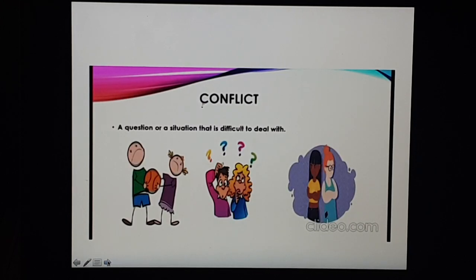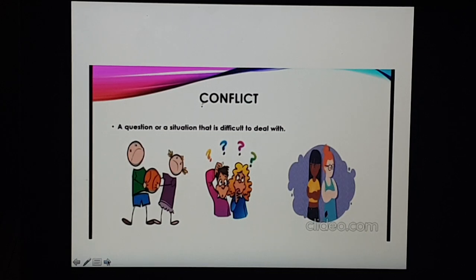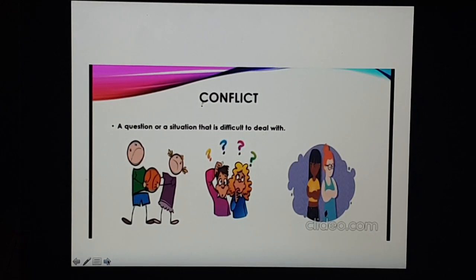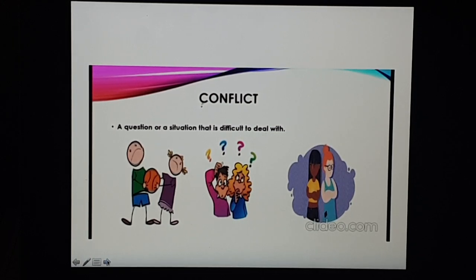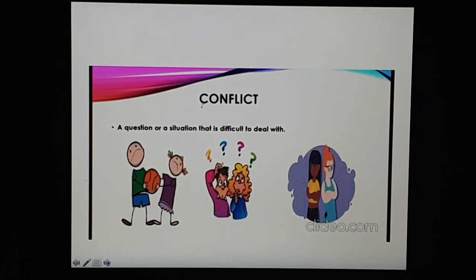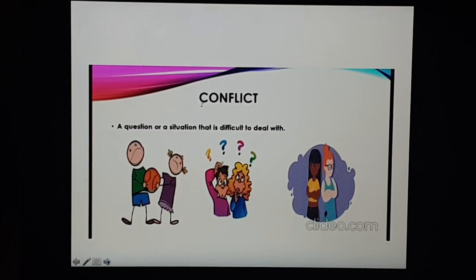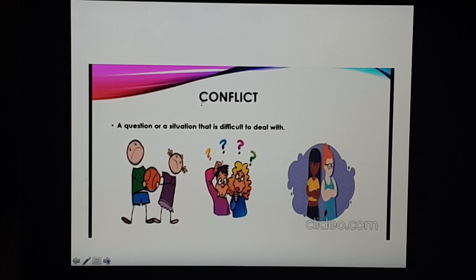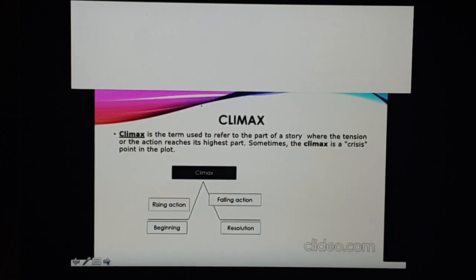Now next we can have conflict. Whatever the story is about, the characters and all, we can have conflict in the story. It can be between siblings, it can be between friends, there can be some problem in the story, it can be a fight, there can be some misunderstanding, or some issues in the story which lead to the climax and then to the solution in the story.